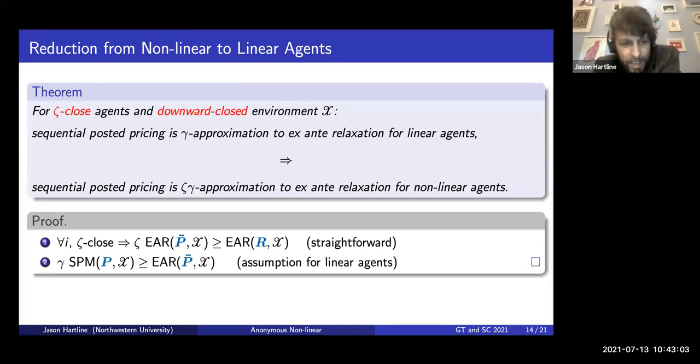Okay, and then we just plug into the fact that sequential posted pricing is a gamma approximation to the ex-ante relaxation, on the price posting revenue curve and the concave hull of the price posting revenue curve. And this follows by the assumption for linear agents. For linear agents, price posting revenue curves equal their convex hull. So this is exactly the approximation bound that you would need to show that such an approximation result held for linear agents. And then combining these two results, we have the desired approximation. So just substituting.